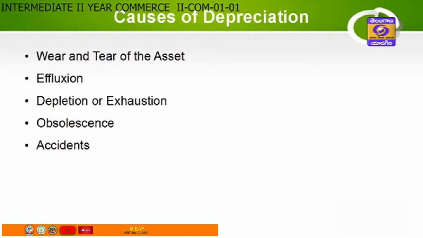The reason for the depreciation of those products is obsolescence. And the next reason, after the four reasons, is accidents. Due to accidents, the entire product may be collapsed, or the entire asset may be destroyed, or part of the asset may be destroyed, or some part of the asset may not be in use. So due to accidents also, the fixed assets may get depreciated. These are the five causes of depreciation.